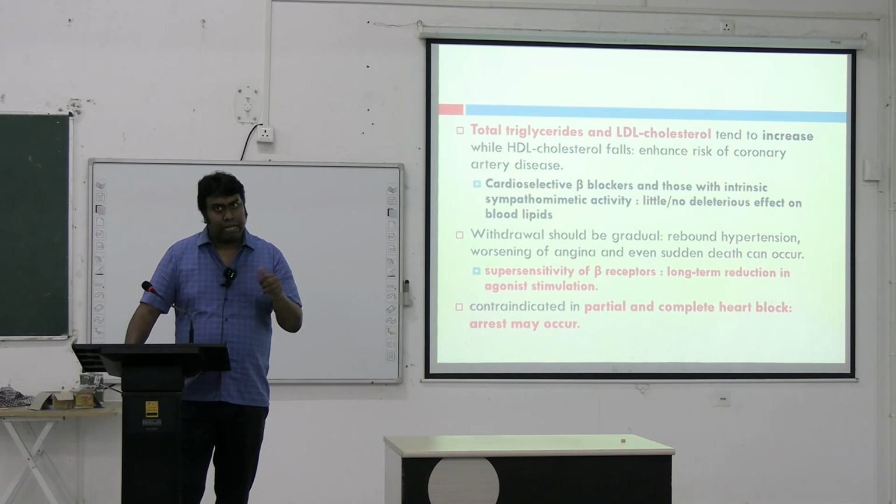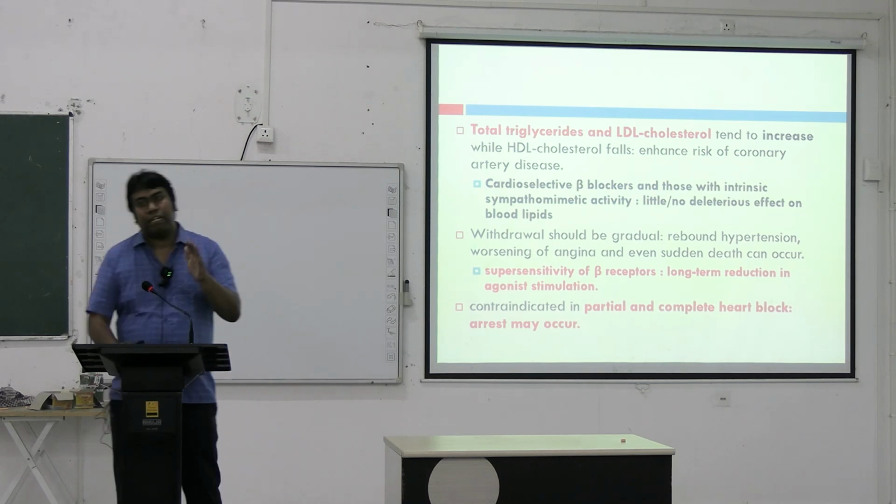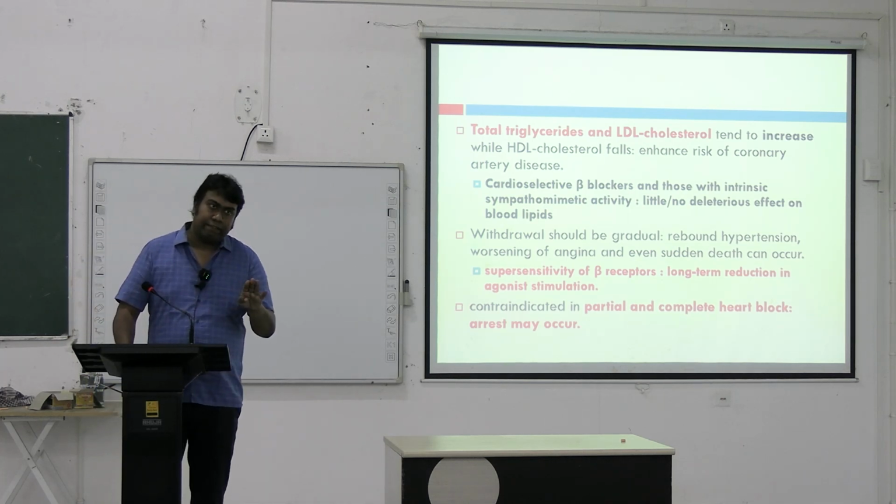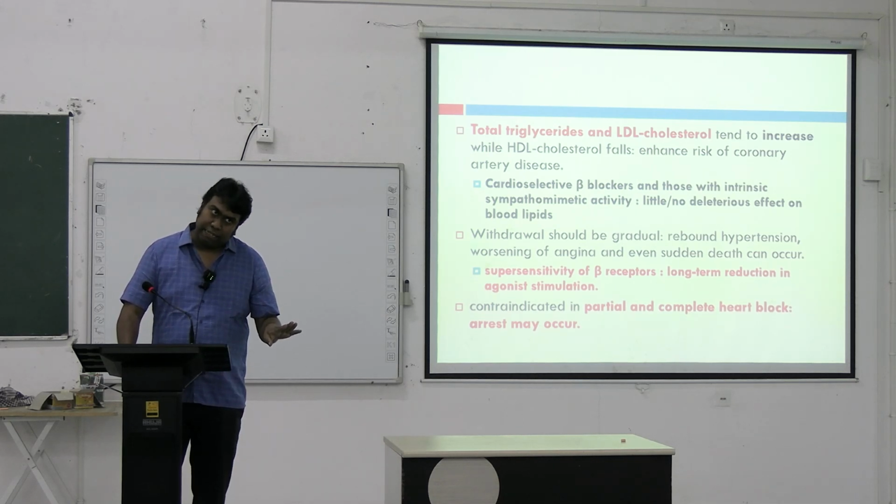Did you understand this? What is the first line drug of hypertension? ACE inhibitor, ARB, then calcium channel blocker, and then diuretics. These are the first line drugs. What is the first line drug of angina? Nitrates, calcium channel blocker, and beta blocker. Clear?